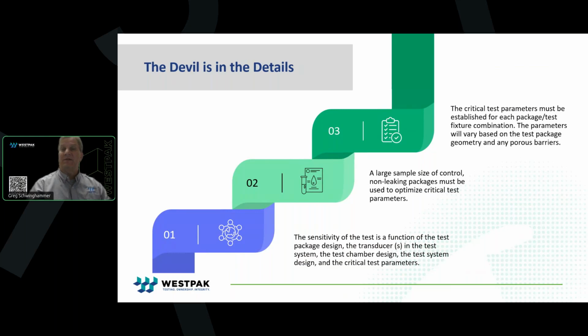A large sample size of control samples of non-leaking packages must be used to optimize the critical test parameters. So we'll need to have samples in-house to be able to do the method validation to make sure that we can detect leaks and that we can detect non-leaks. The sensitivity test is a function of the package design, the transducers in the test system, and the test chamber design. These are high-level points. When you partner with us, we'll get into much more detail on what is needed for developing the test method and design of the fixture.